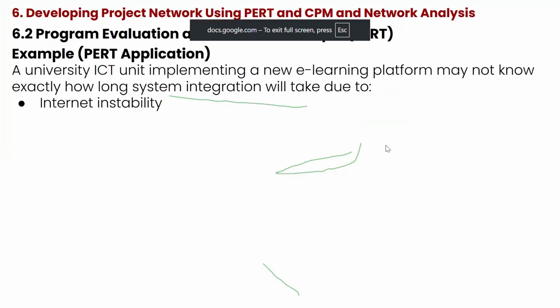So I said a university ICT unit implementing a new e-learning platform may not know how long system integration will take. An ICT unit that is about to set it up, and we are looking at having a new e-learning platform. And for you to set this up, you have to integrate a lot of things together, bring them together, connect them to work. There are a lot of factors that happen. You cannot say it will finish in 7 days or in 6 days.